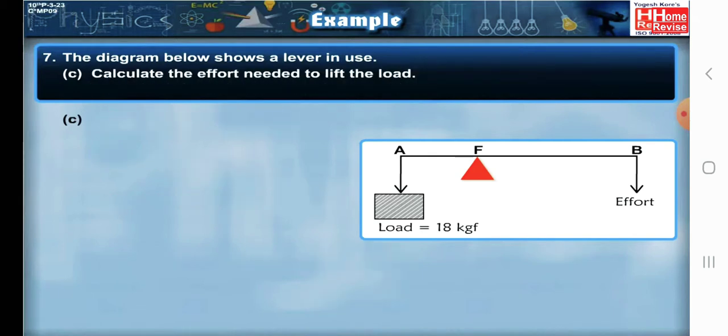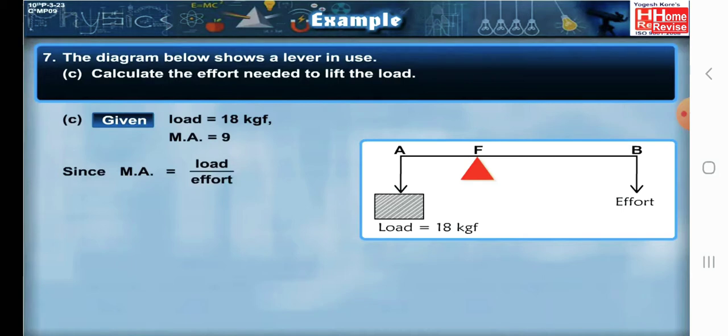C. Given load is equal to 18 kgf, MA is equal to 9. Since MA is equal to load upon effort, effort is equal to load upon MA. Substituting the values, it equals 18 upon 9, which is equal to 2 kgf.